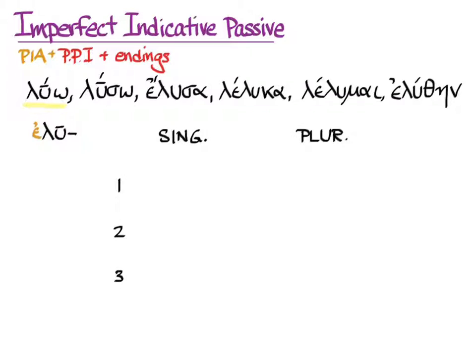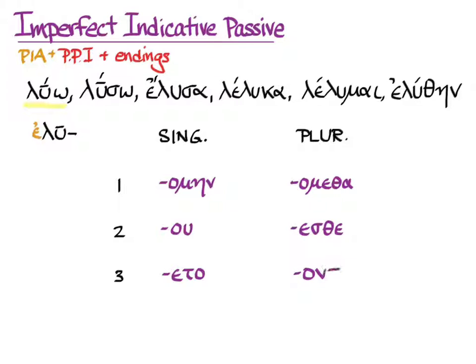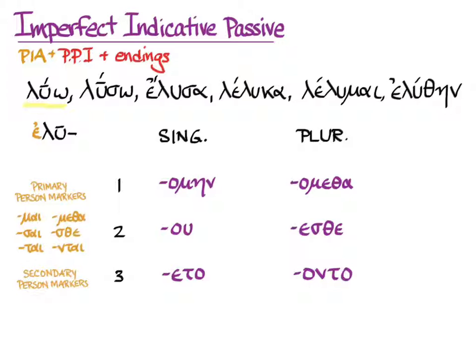Now, once again, we're going to get some brand new endings: omen, ou, eto, ometha, esthe, onto. You can see that these person markers are different, and you knew when I introduced primary passive person markers, you were also going to get to see secondary passive person markers. And those are men, so, to, metha, sthe, nto.